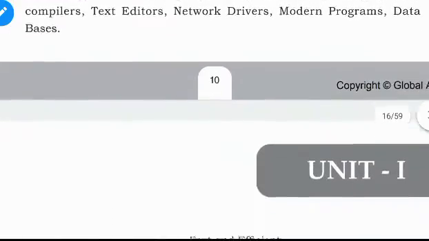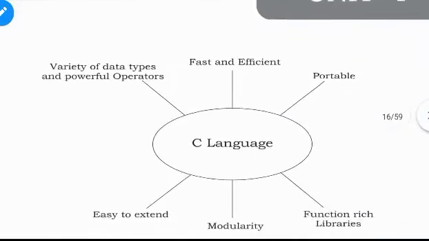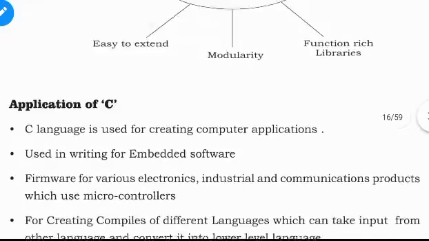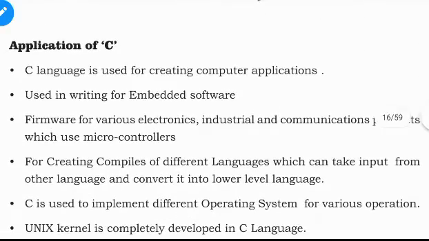Then we are going to learn the important features of C language together. It is easily understandable in a pictorial form. C language: variety of data types and powerful operators, fast and efficient, portable, function rich libraries, modularity, easy to extend. Then we come to the applications of C.